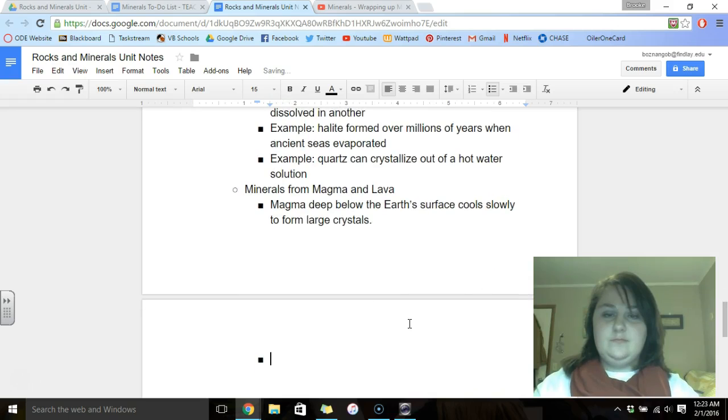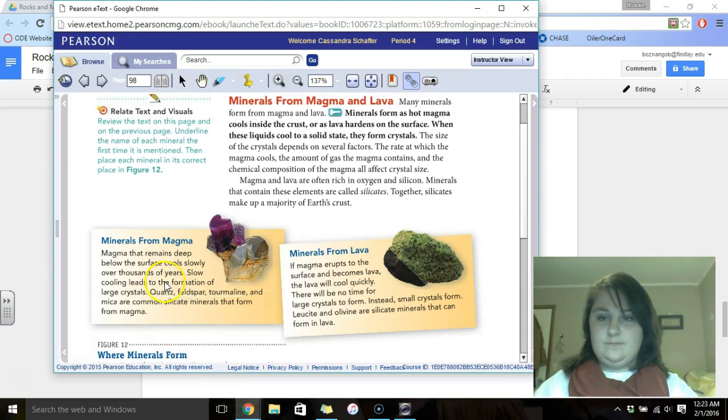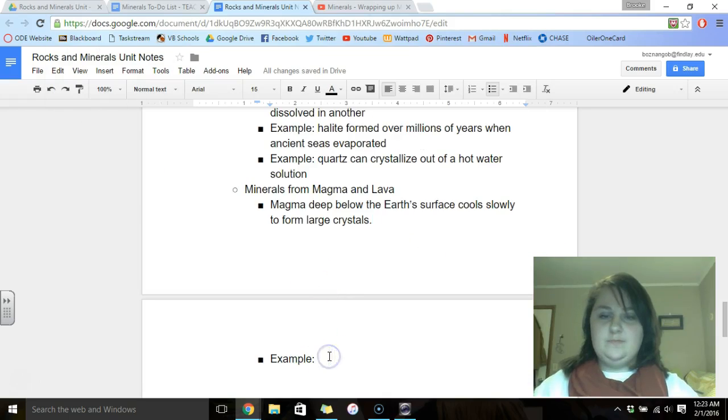Oops. Example, quartz, feldspar, mica, tourmaline, all kinds of different ones here. So we'll put quartz and feldspar.